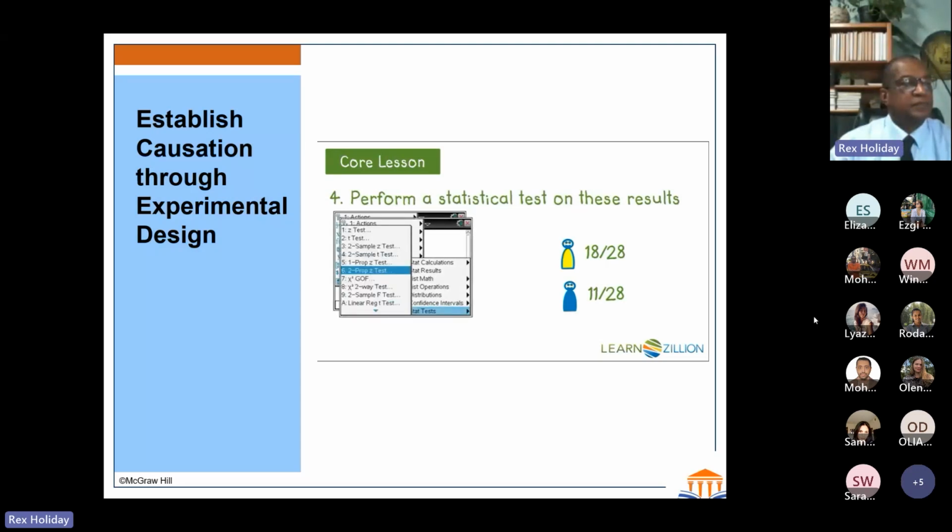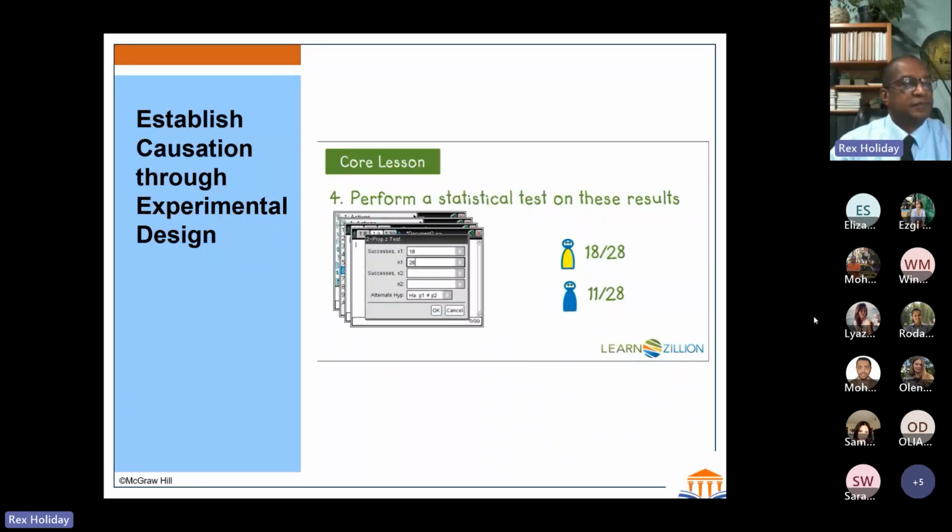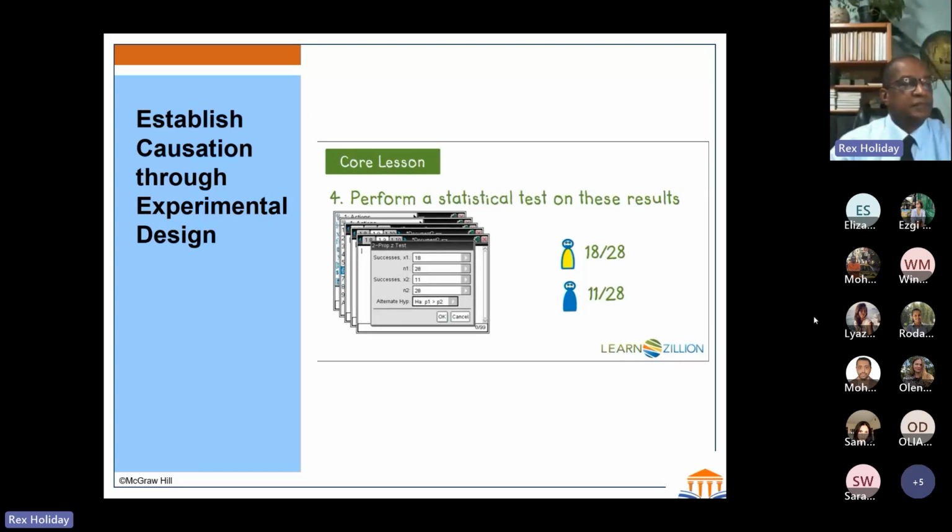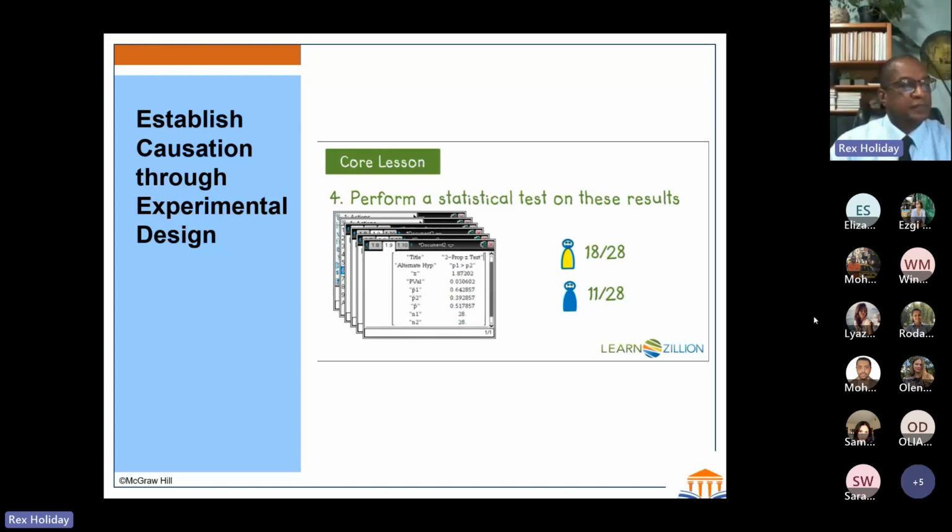Because we are comparing two proportions and all the conditions for using this test have been satisfied, I will select a two-proportion z-test. I fill in the template with 18 out of 28 successes for the treatment group and 11 out of 28 successes for the placebo group. In the bottom cell, I've indicated that I'm interested in whether the first proportion is significantly larger than the second. When I hit OK, I get all the results of the two-proportion z-test.